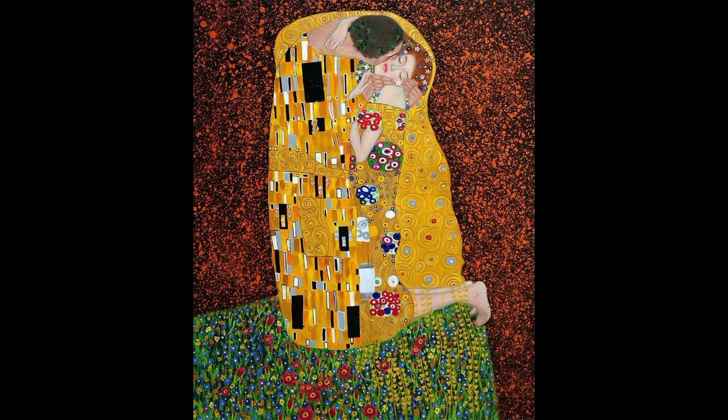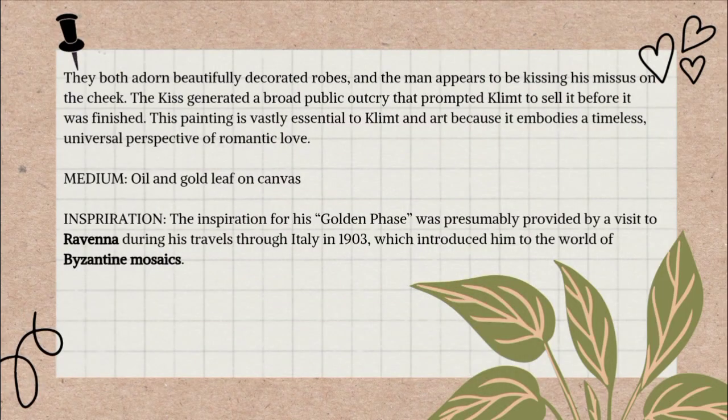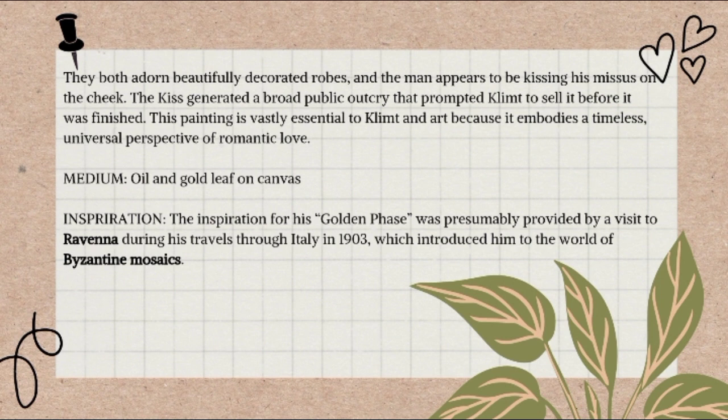The Kiss is an oil and gold leaf painting which is regarded as Klimt's most successful artwork. He painted it during his golden period. Klimt loved depicting love, sexuality, and intimacy in his work. These themes are made apparent in The Kiss, which describes a couple wrapped together in a warm embrace. They both wear beautifully decorated garments, and the man appears to be kissing his missus on the cheek. The Kiss generated a broad public outrage that prompted Klimt to sell it before it was finished. This painting is vastly essential to Klimt and to art because it embodies a timeless, universal perspective of romantic love.